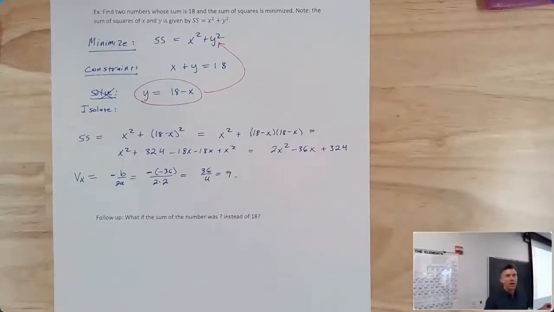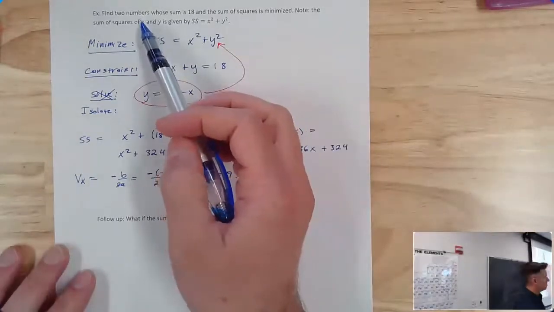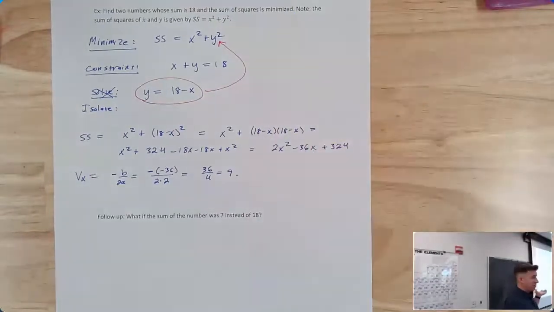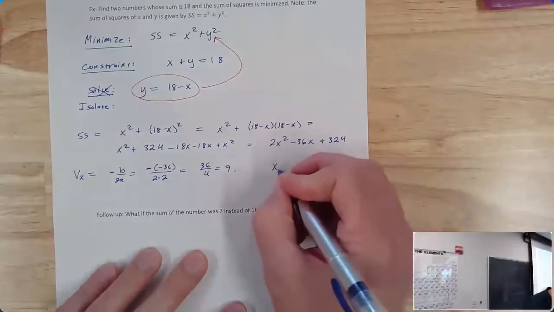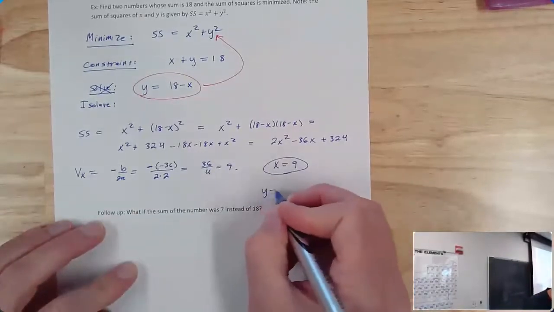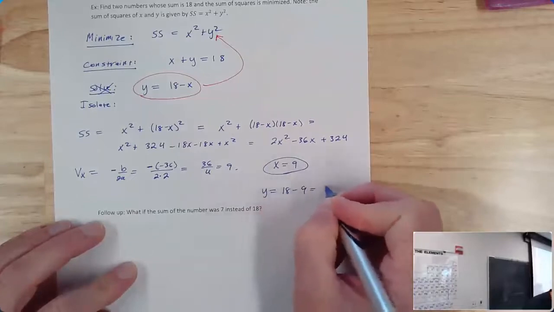Okay, so here is where it's easiest to make the wrong kind of move after this. If I want to find, well, actually, I should listen to my own words. I should go back and read the question, because I've found the first coordinate of the vertex. What are they asking me to do? Find two numbers whose sum is 18 and the sum of the squares is minimized. They didn't ask me to find the sum of the squares. They asked me to find two numbers. So if X is 9, what does the other number have to be? Also 9, because they have to add to 18. So we're going to get Y equals 18 minus X, which is just 9.